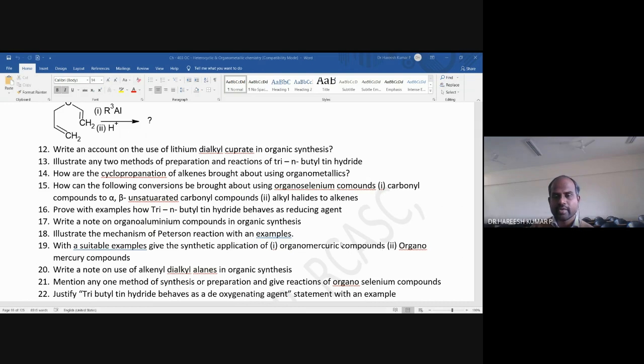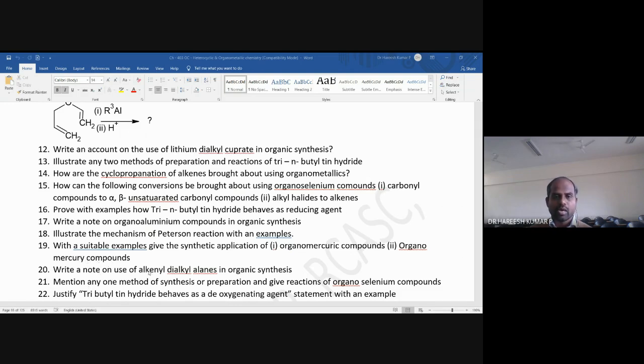And then here, the first one I have written as an organomercury compound. Second one also I have written as an organomercury compound. Maybe you can retain one. Another one, maybe you can change it to copper, organocopper compounds, organo-zinc compounds.